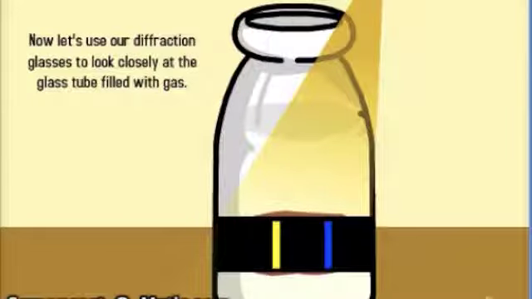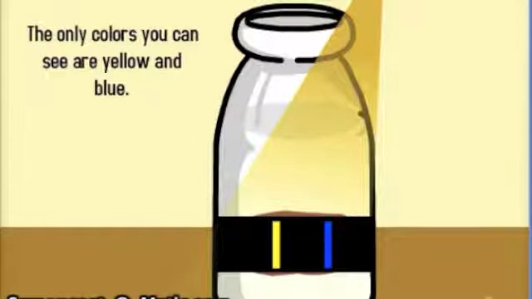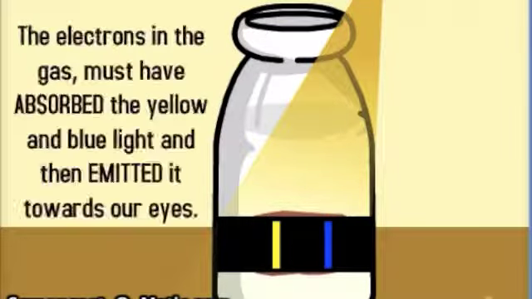Now let's use our diffraction glasses to look closely at the glass tube filled with gas. The only colors you can see are yellow and blue. The electrons in the gas must have absorbed the yellow and blue light and then emitted it towards our eyes. You can look up what element has energy levels that would only absorb yellow and blue light to determine what is in the glass tube.